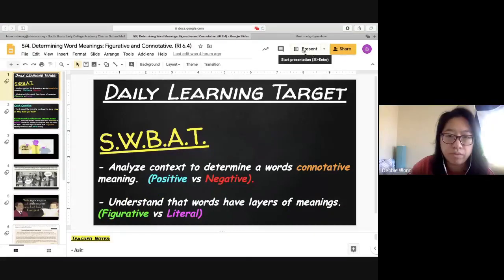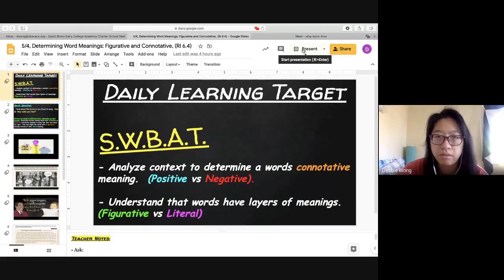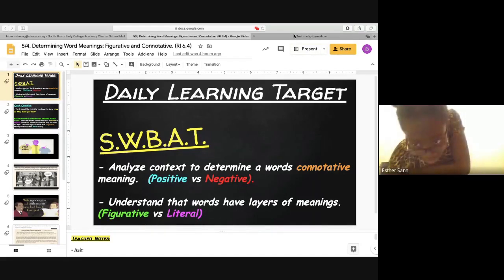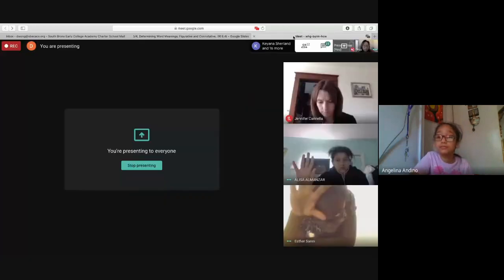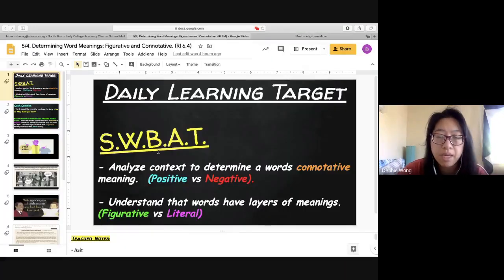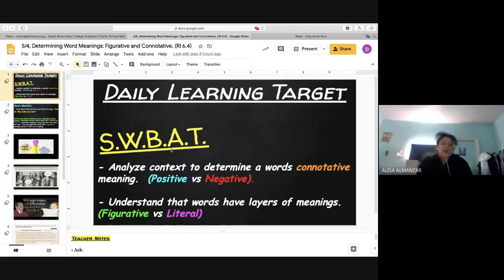All right, I need one reader to read today's daily learning target. Alyssa, go ahead. You have your hand raised. Students will be able to analyze context to determine a word's connotative meaning, positive versus negative. Understand that words have layers of meanings, figurative versus literal.